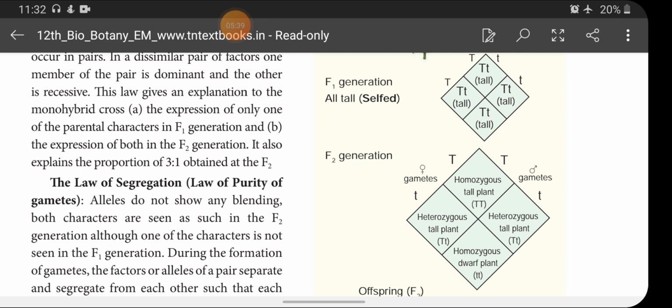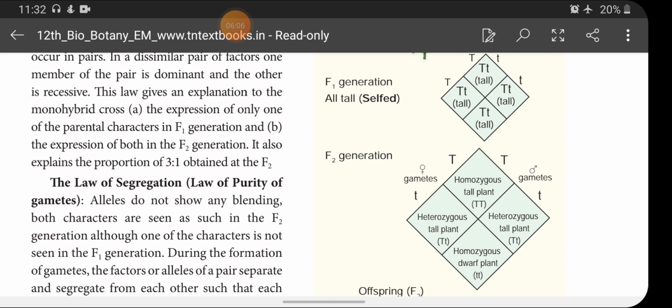Actually, what we could say clearly and simply is that the law of dominance means that during the monohybrid cross, in the F1 generation, when we cross the two pure breeding parental characters, never will the mixing of two characters appear.